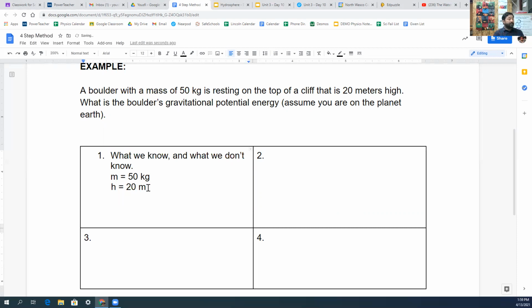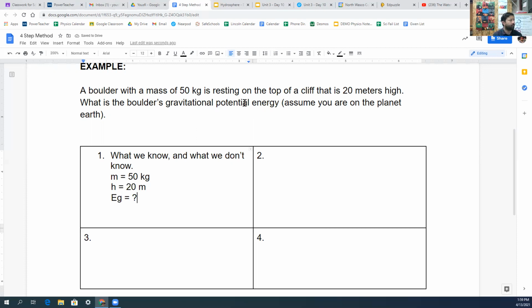And then the other thing that the problem is asking of us is it wants to know the boulder's gravitational potential energy. So as we know, EG is the symbol we use for gravitational potential energy, and we don't know what that is, so I'm going to leave that as a question mark.